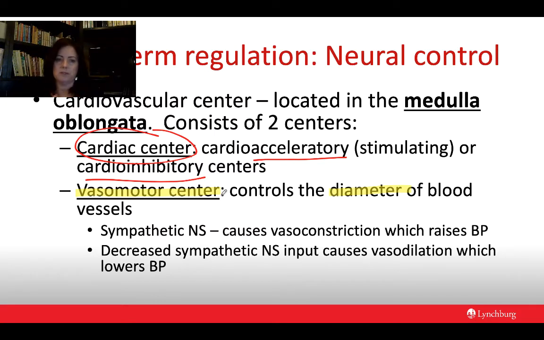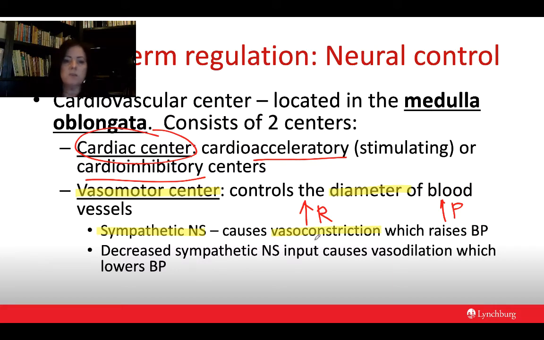So the medulla plays a role here. How do we do this? Well, we know that blood vessels are innervated by the sympathetic nervous system. And when that's activated, it's going to cause vasoconstriction, which we know is going to decrease the diameter of the blood vessels. And what happens to resistance at that point? Resistance is going to increase. And if resistance increases, what happens to our blood pressure? Our blood pressure is going to increase too. Okay, so that's the relationship there.